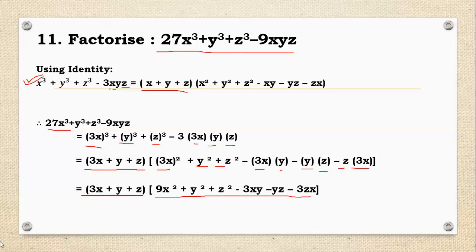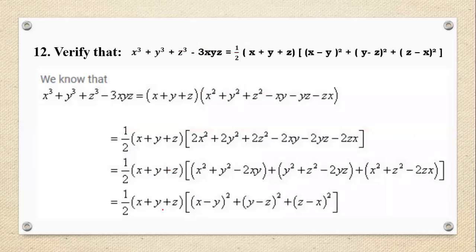in this question. So this question is very important, because this question and identity are very often asked in examinations. So now next we have question number 11, question number 12.